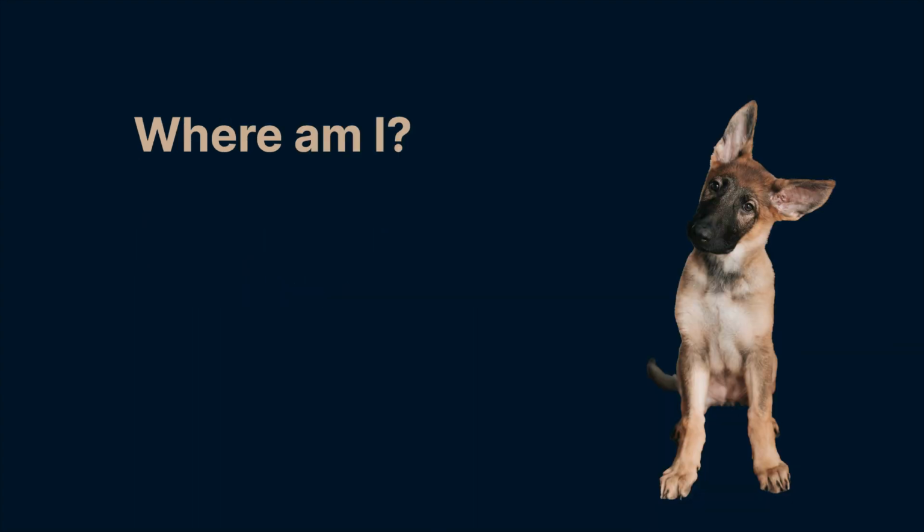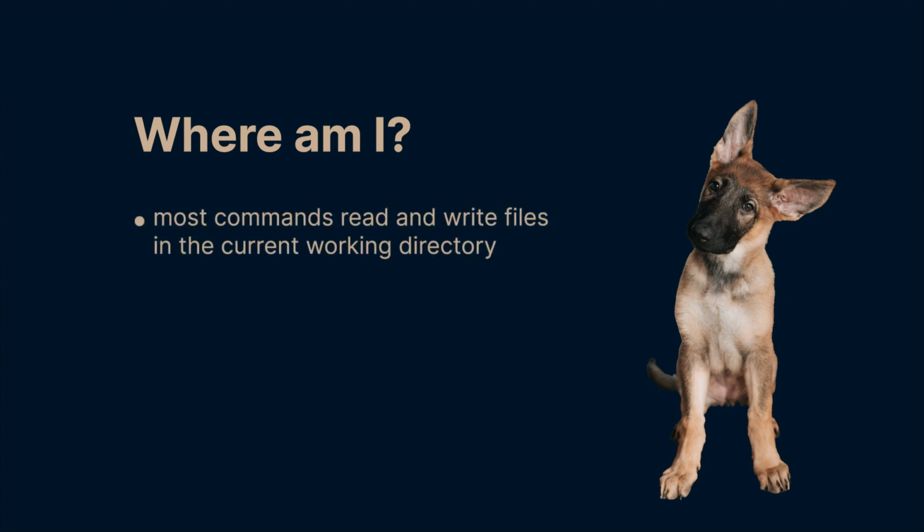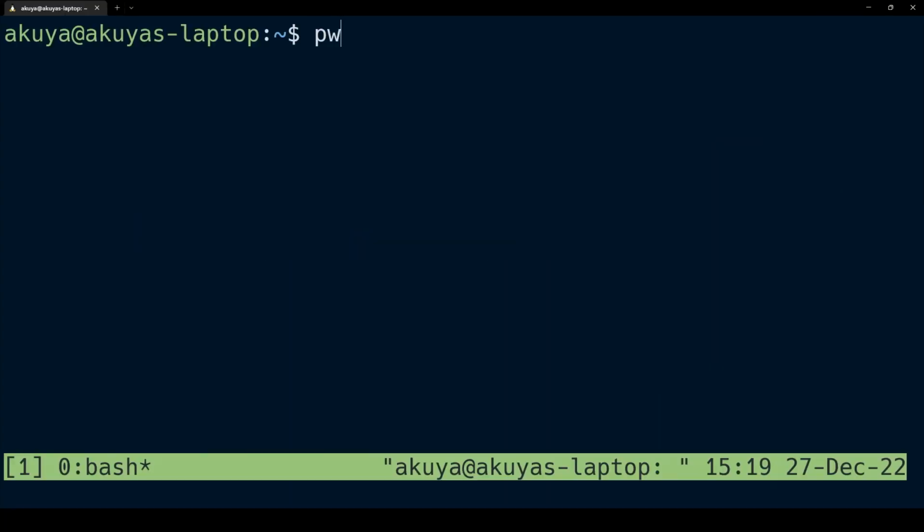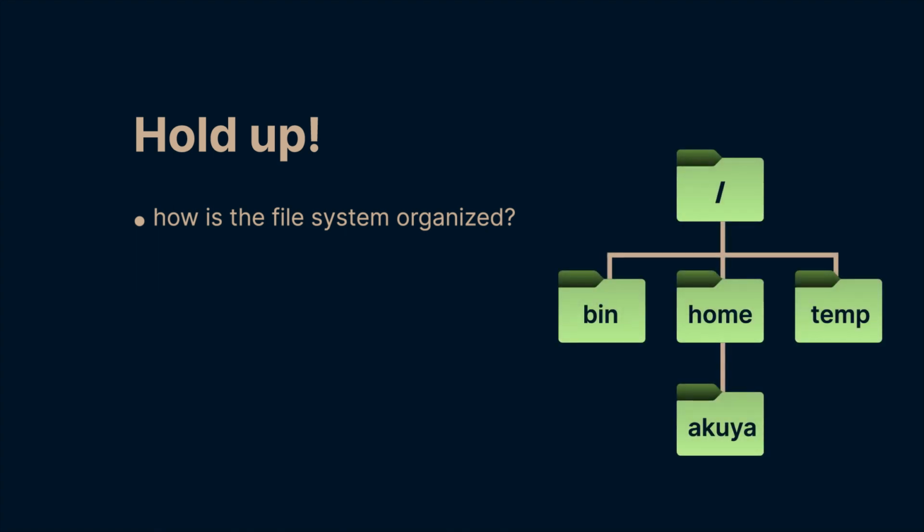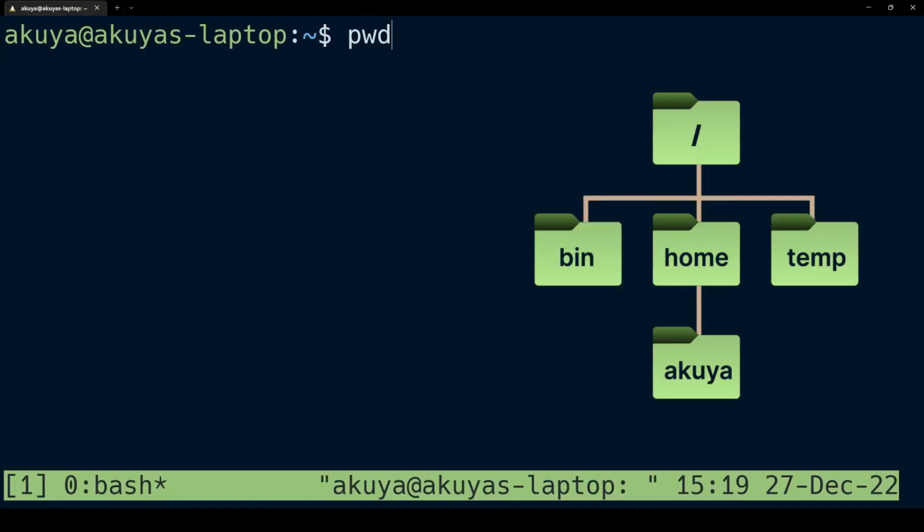Knowing where we are before running commands is important because most commands read and write files in the current working directory. Here's an example of running pwd in your home directory. Before going any further, let's try and understand how the whole file system is organized. On Ubuntu, the folder structure looks something like this. The root directory holds everything. It is represented with a /. Every other directory is contained inside it. From our example above, when we run the pwd command, we can see we are in the directory Akuya, which is inside the home directory, which is inside the root directory.